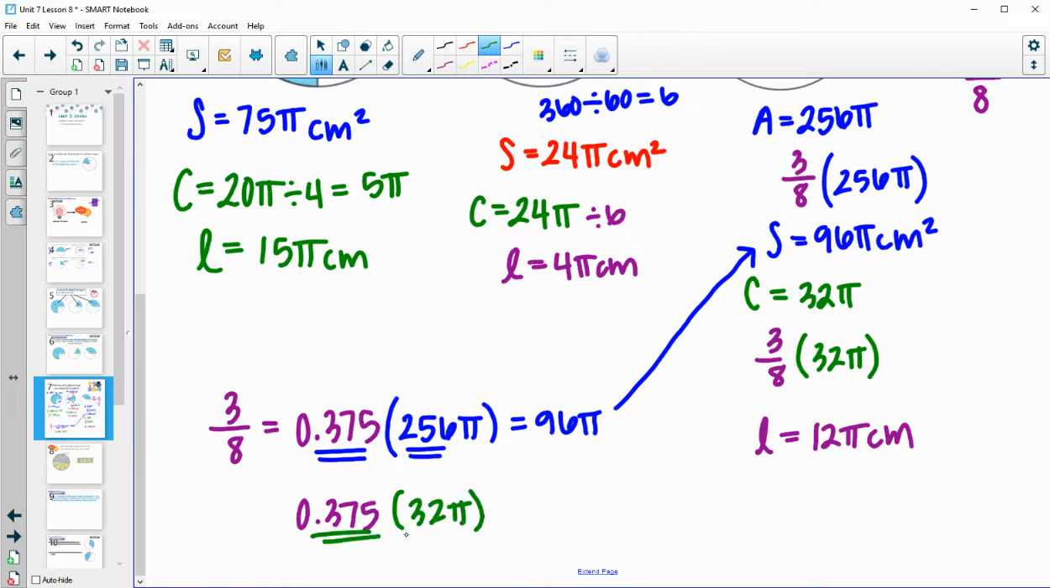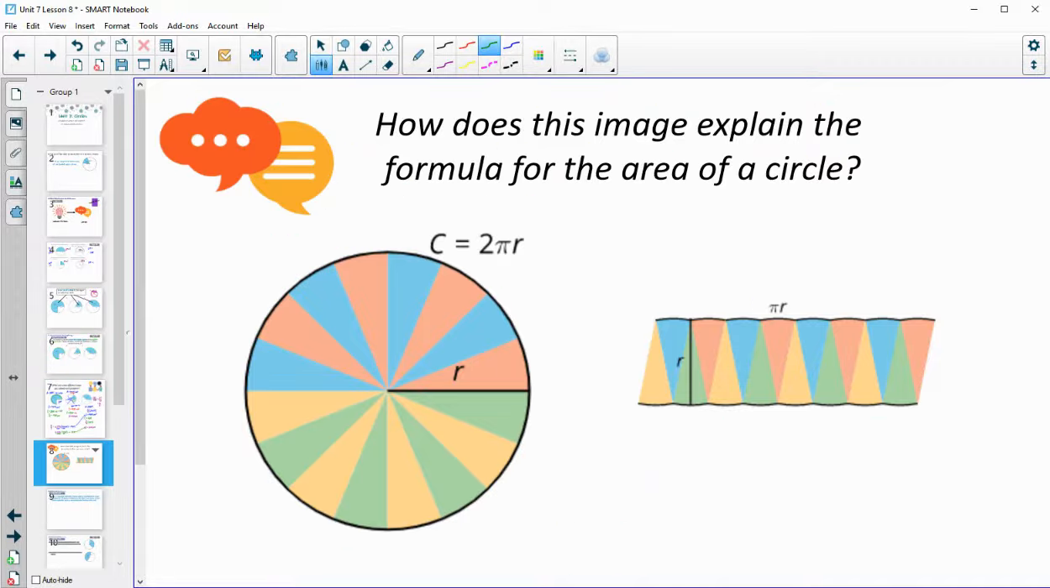Okay, so then done the 0.375 times the 32, and that would have gotten you that 12 pi centimeters for the arc length. So looking at the portion of the total area or the portion of the total circumference. So take a look at this image. How does this explain the area formula? So see if you can see it.